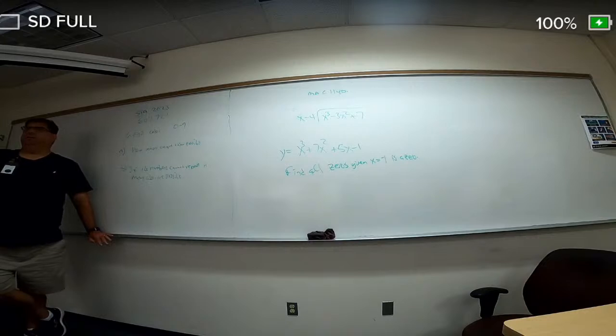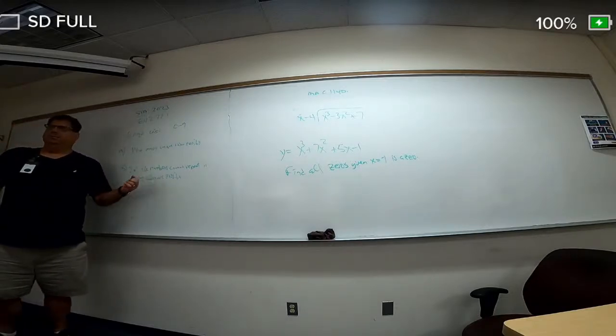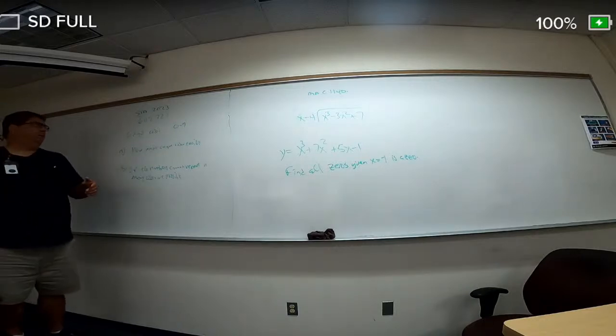It is 10 NPR 6. It is a permutation, not a combination. If the order didn't matter, it'd be a combination. But since the order does matter, it is a permutation. Why does the order matter?